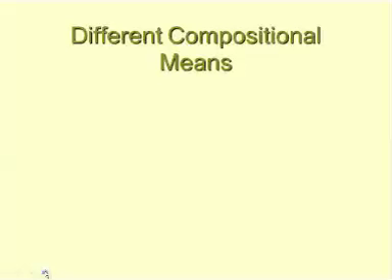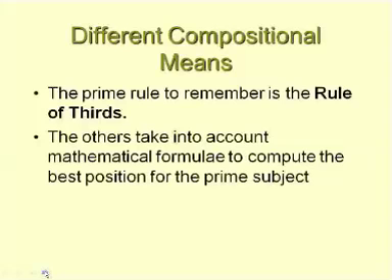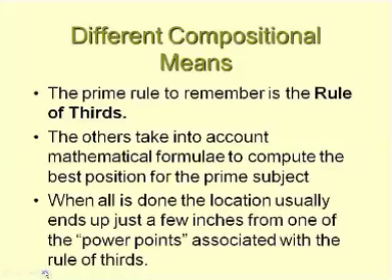So let's talk about different compositional means. The one that we all work with, we try to remember, is the rule of thirds. The other compositional means take into account wonderful mathematical formulae to compute the best position for the prime subject. And some of these go back to the 12th century, 13th century, been around for many, many years.